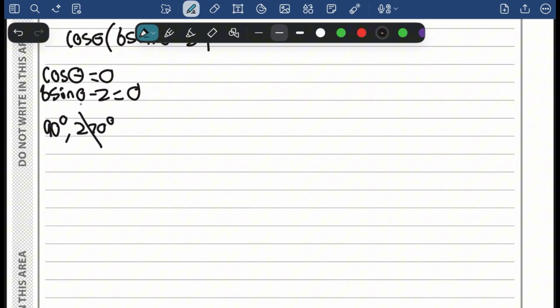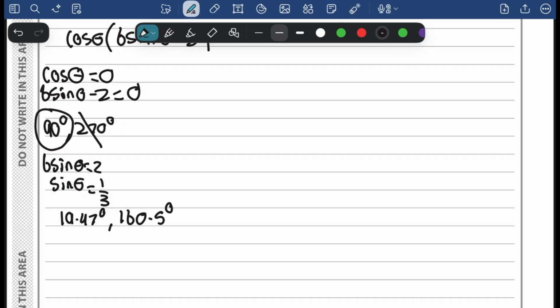So we can just ignore that one. So we have one solution here, 90. Next, we're going to say 6 sine theta equals 2, so sine theta equals a third. Then using our calculator, sine inverse of a third, we get 19.47 degrees. And then for the sine graph, it will be 180 minus that, which will give us 160.5 degrees. So if we simplify this, it will be 90 degrees, 19.5 degrees, and 160.5 degrees.